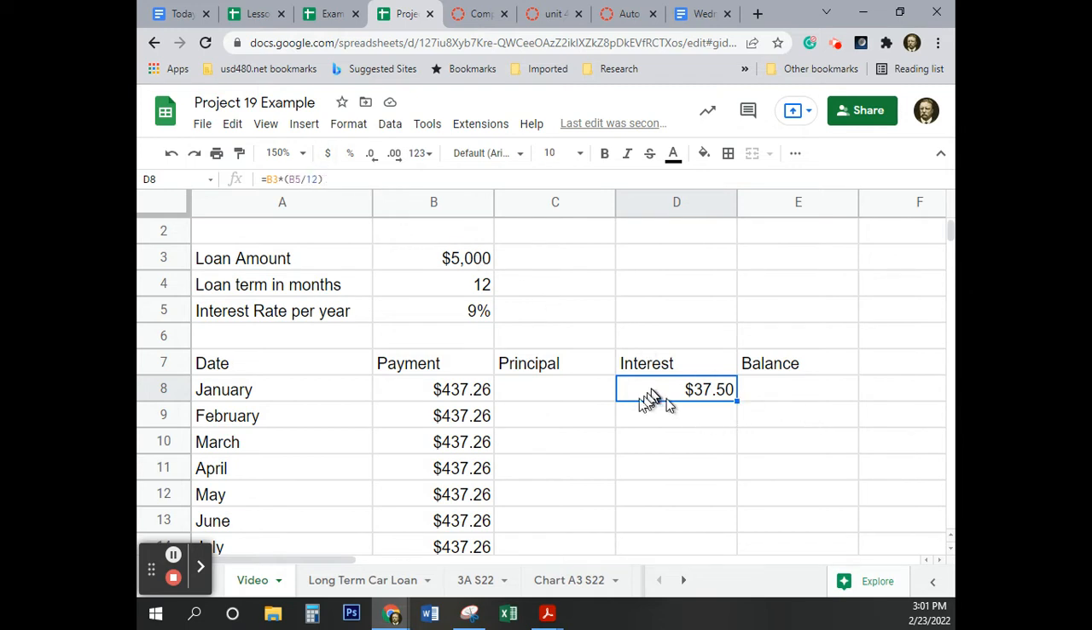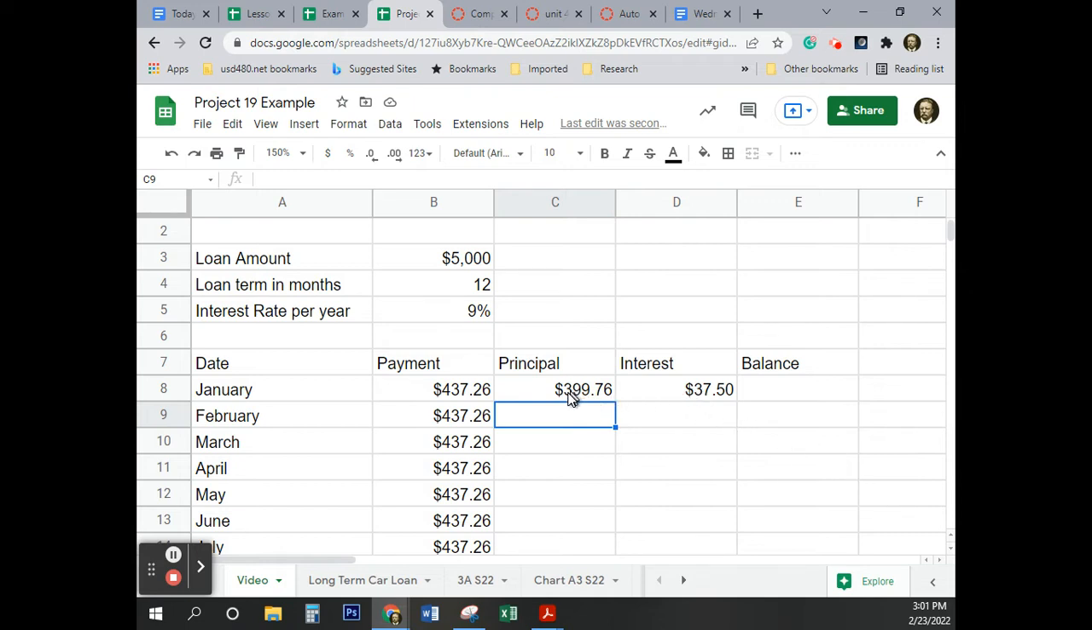Okay. Now, the next thing we're going to do is ask how much of this payment we paid towards the principal, the amount of money we actually borrowed. And that's going to be pretty easy. We're going to click here in C8, equals the payment minus the interest paid. I'm tempted to restart this one, but I don't think I will. I think it's still clear what I'm doing.